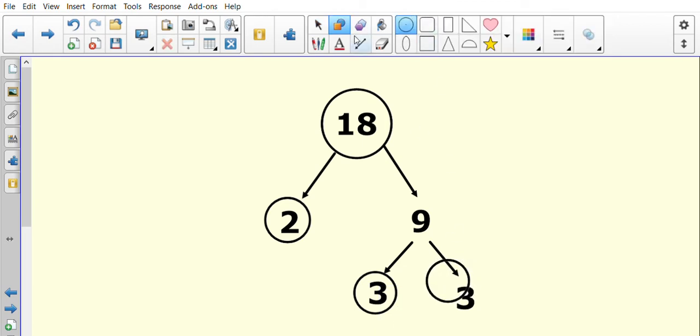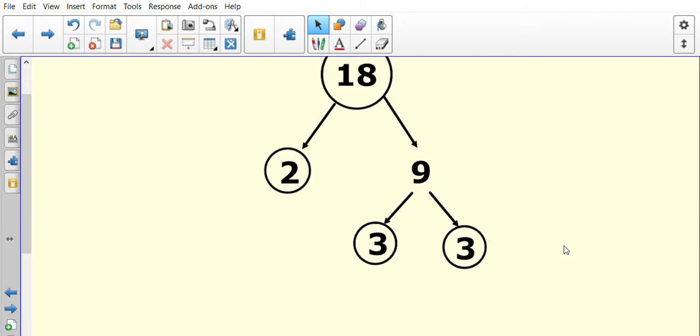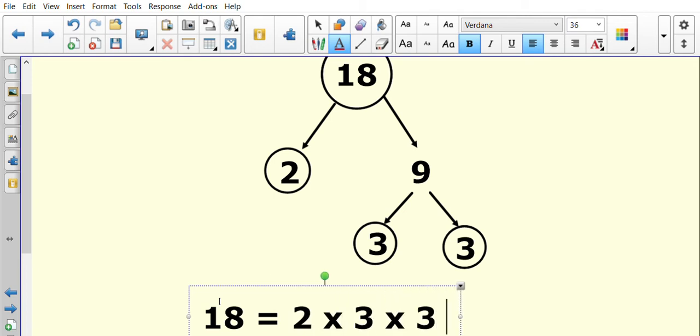Okay, so once you've reached kind of the end of the road as I've described it there, you'll notice that each end we've been left with prime numbers, and that is what you call prime decomposition. In other words, the number 18 is the product of 2, 3 and 3. Remember, the word product means to multiply factors. Okay, so the prime decomposition of 18 is 2, 3 and 3.